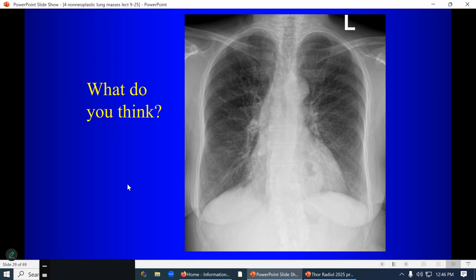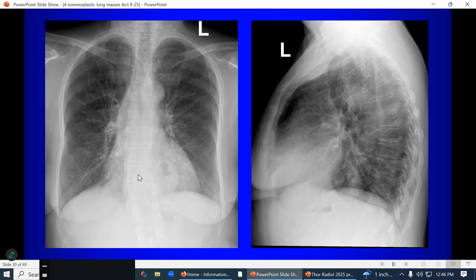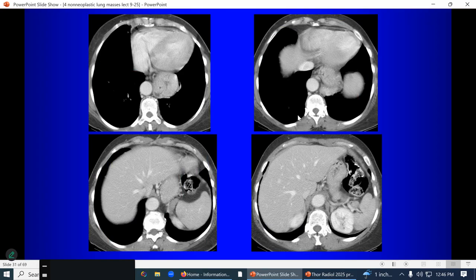Oh, that could be a hernia. What kind of hernia? So the most common cause of a retrocardiac lesion with air in it is just going to be a hiatal hernia. Okay, so you have a retrocardiac mass there, and you think there's air in it. That's probably going to be a hiatal hernia. Very easy diagnosis with CT. Okay.